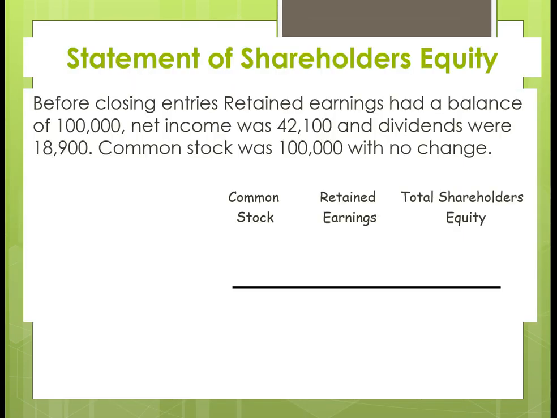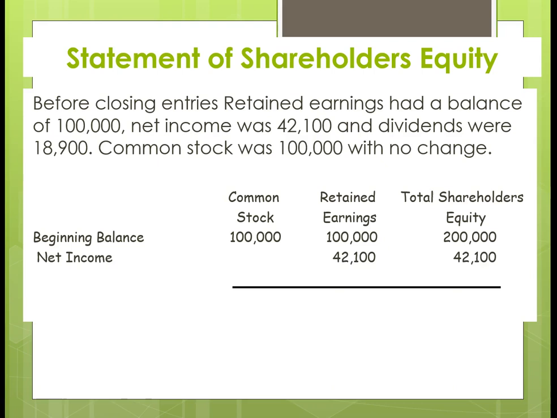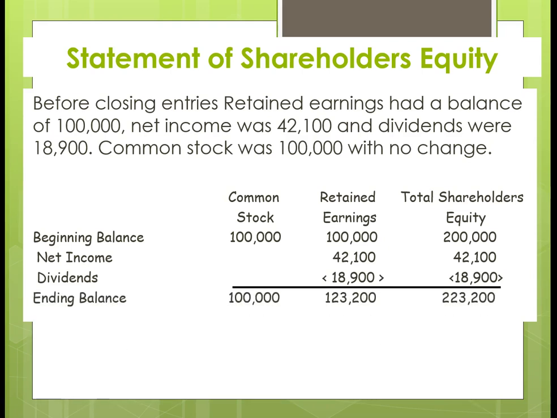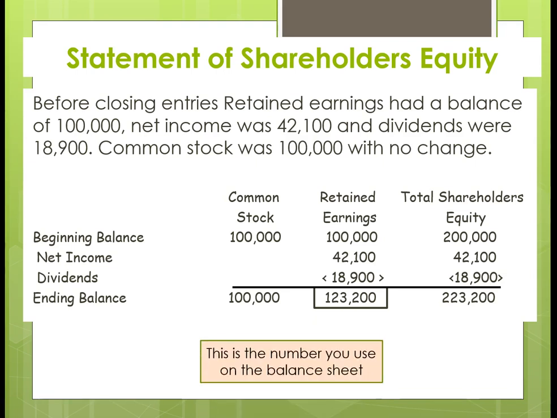Now this is what that statement would look like. We would start with our beginning balances. Then we would put in our net income, which affects retained earnings. And then we would do our dividends. And that gives us our ending balance. And that, remember, is always the balance you're going to use when you do the balance sheet, or you won't balance.